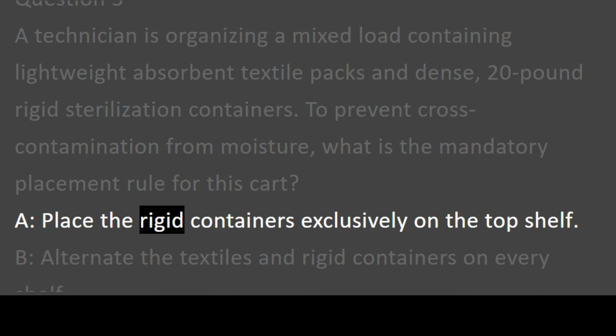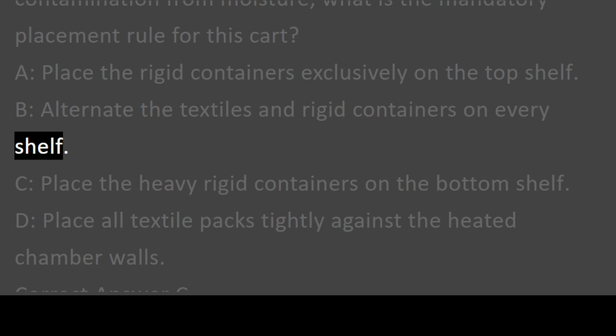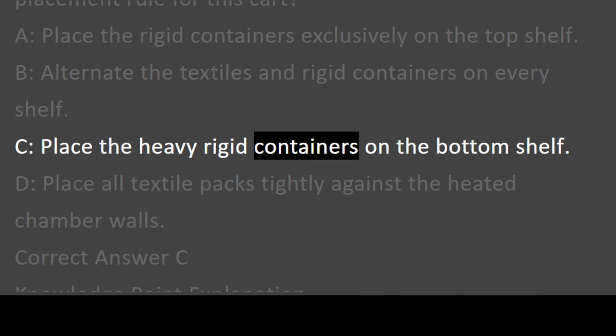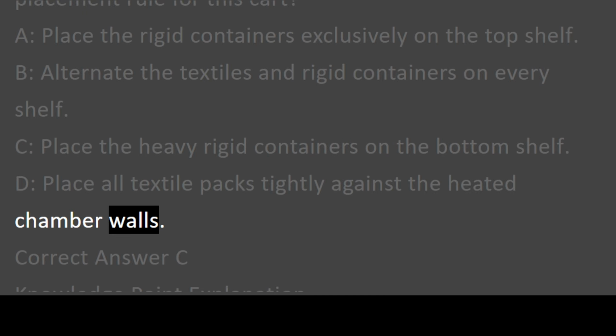A. Place the rigid containers exclusively on the top shelf. B. Alternate the textiles and rigid containers on every shelf. C. Place the heavy rigid containers on the bottom shelf. D. Place all textile packs tightly against the heated chamber walls.